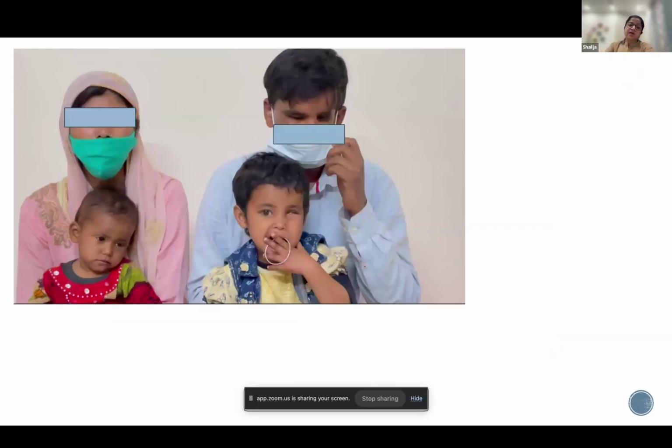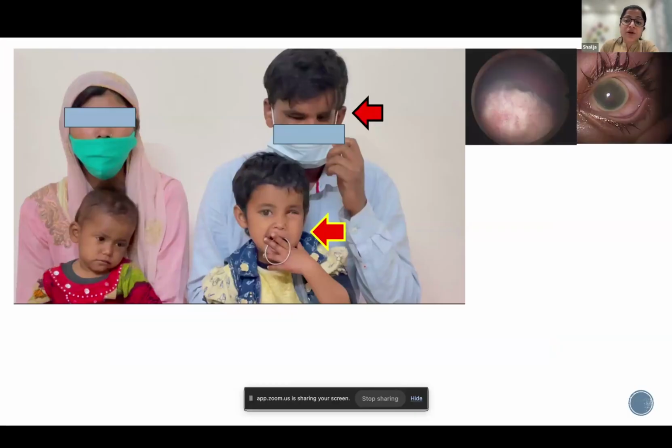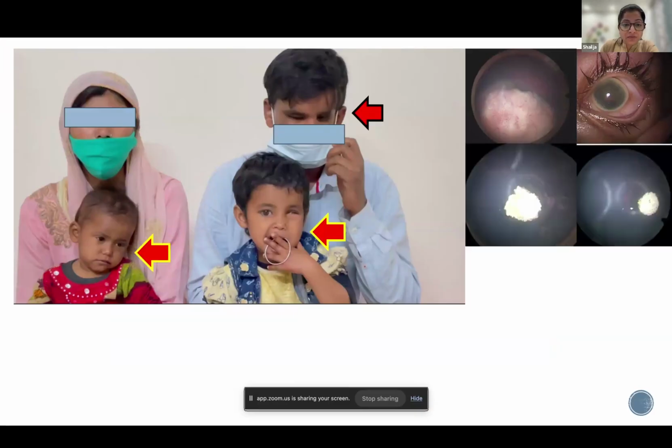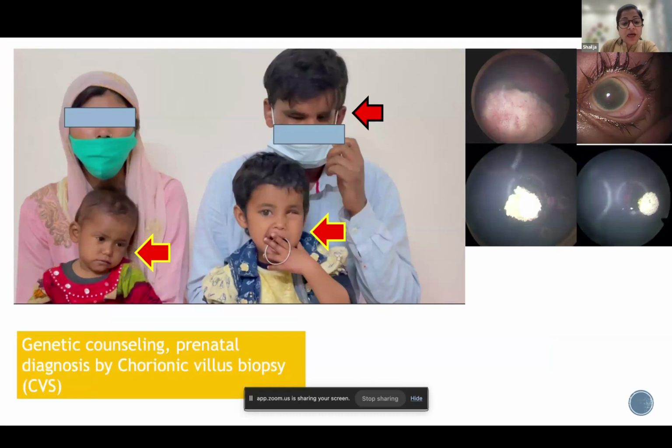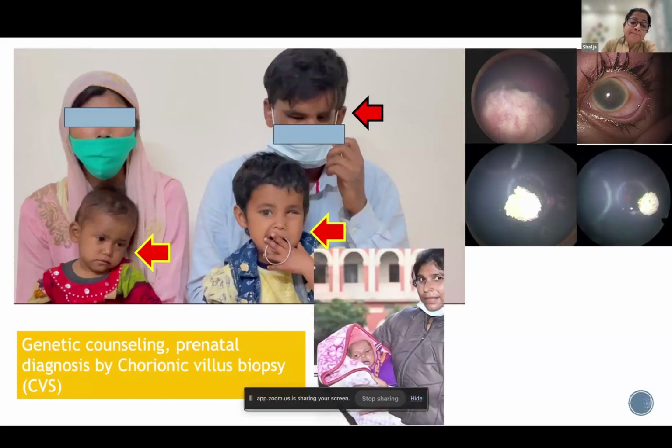Now coming to this case. This is a very intriguing example. This family is a family of bilateral retinoblastoma. The father is affected here. This is his phenotype. Both the daughters are affected. This is the first daughter's phenotype, this is the second daughter. And the main reason for getting this genetic testing done was actually prenatal diagnosis, because they didn't want another child. They really were desperate for a normal child who would take care of all of them.